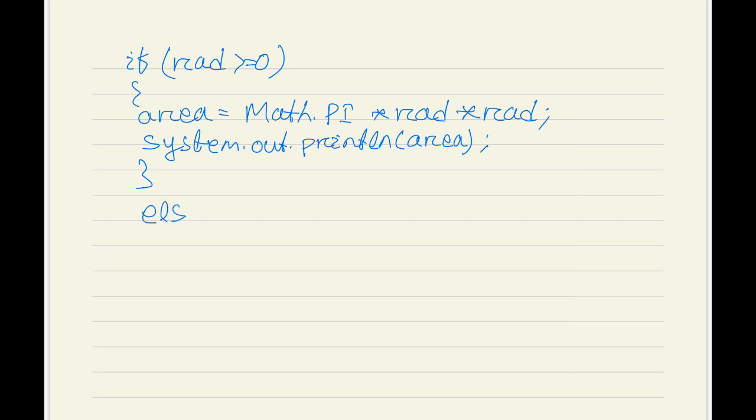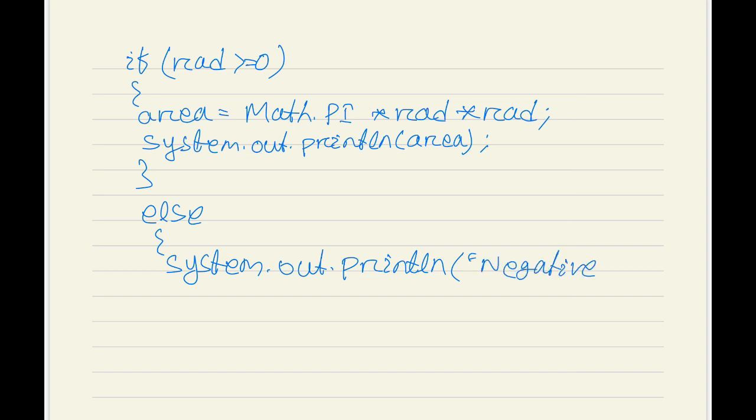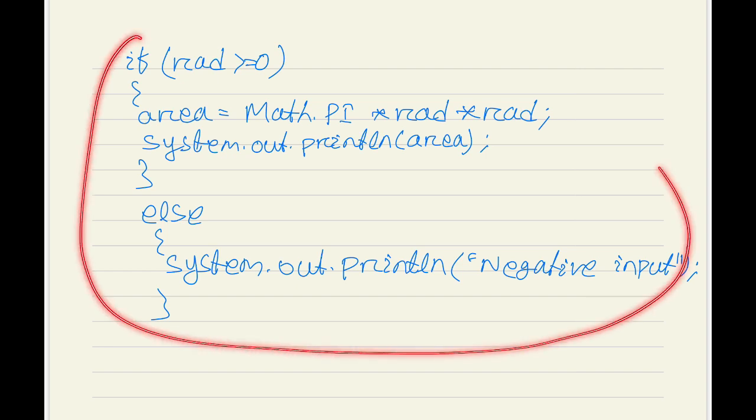Else means when this condition, if radius greater than equal to 0, becomes false. So at that time we can display invalid input or negative input. System.out.println, we can write here negative input. So this is one simple example of two-way if statement.